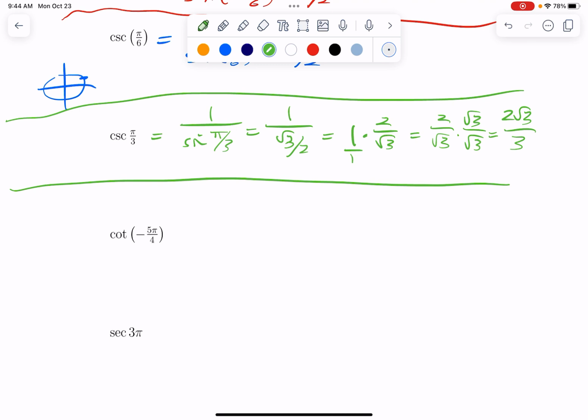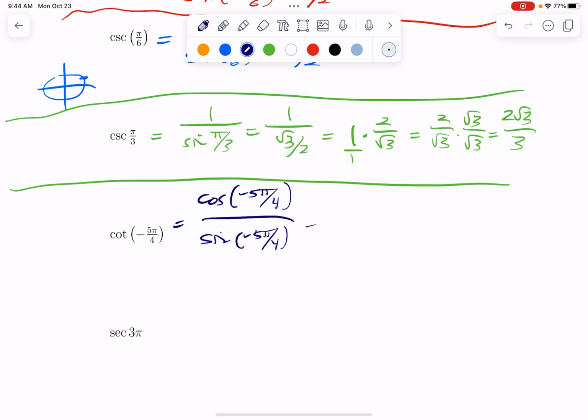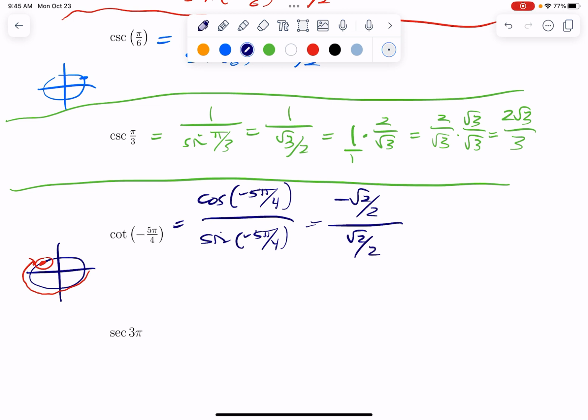Cotangent of negative 5 pi over 4 is defined to be cosine of negative 5 pi over 4 over sine of negative 5 pi over 4. Negative 5 pi over 4 is 1 1/4 pi backwards. It lands us here in the middle of the second quadrant. Cosine there is negative root 2 over 2. Sine there is root 2 over 2. And that just simplifies to negative 1, because we notice top and bottom are opposites of each other.